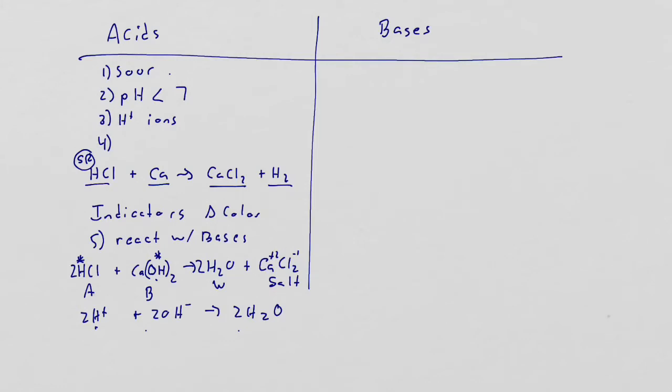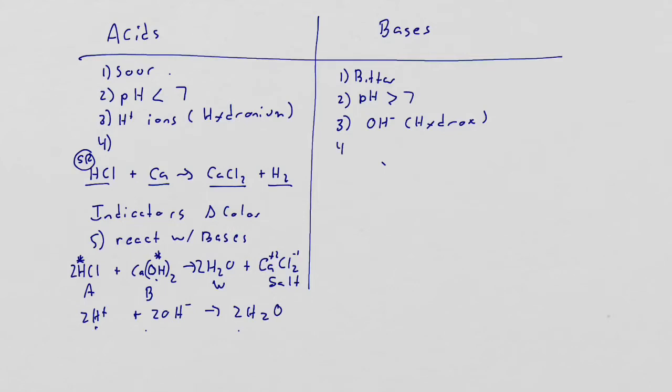Now, bases are bitter. 2, they have a pH that is going to be greater than 7. 3, they always will increase the hydroxide content. Remember, this is hydroxide, and this is hydronium. And again, it's in the table. You can look it up so you don't mess it up. They produce hydroxides.